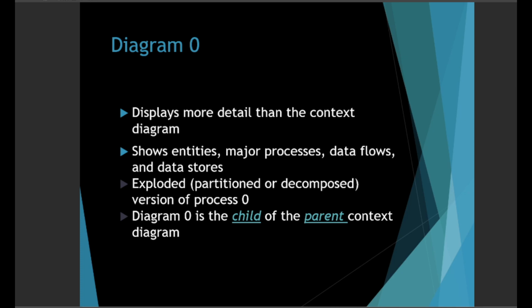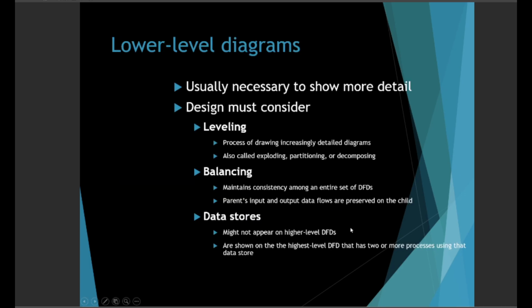Okay? So the easiest illustration that can be done in a data flow diagram is the context diagram. But further details will be discussed in diagram 0 and lower level diagrams. In a lower level diagram, it is usually necessary to show more detail in each sub process inside the illustrated processes of diagram 0.